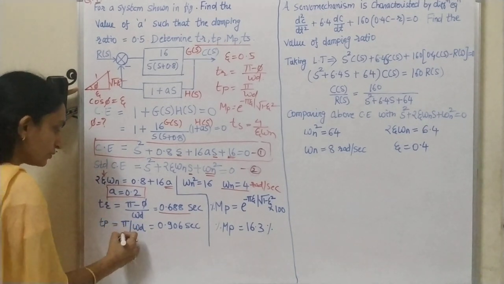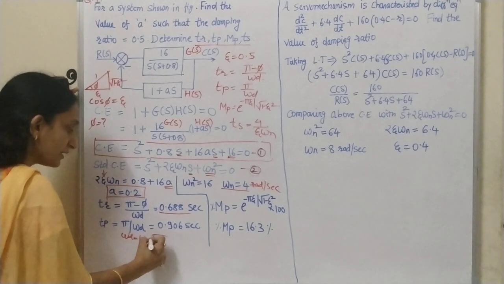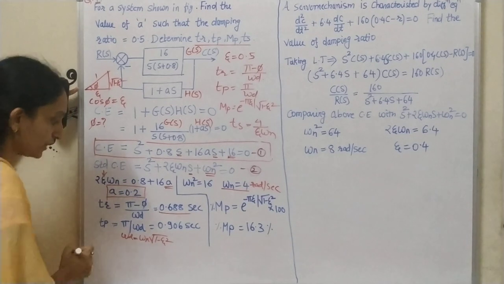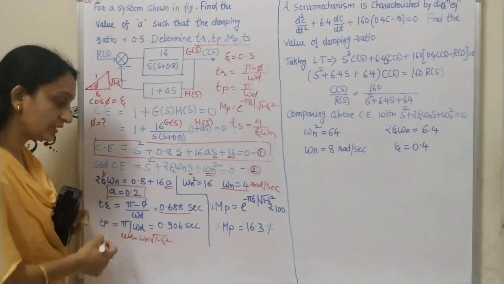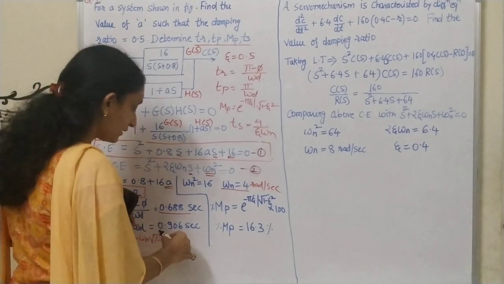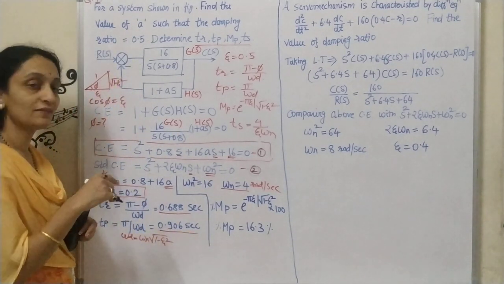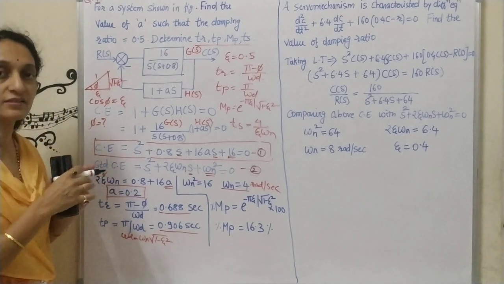Omega d is equal to omega n under root of 1 minus zeta square. Look at this, we have the value of zeta, we have the value of omega n, we can substitute that value here and we can calculate Tp. So what Tp are we getting? 0.906 second.